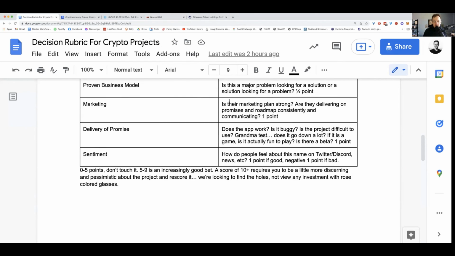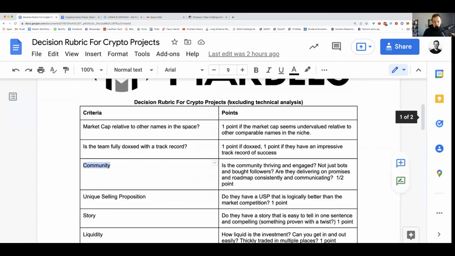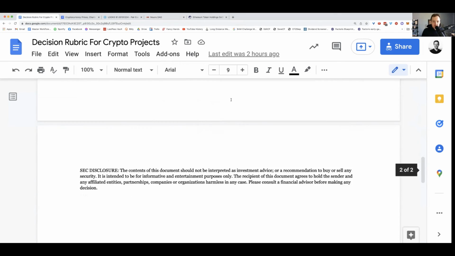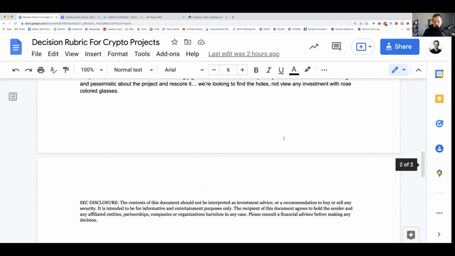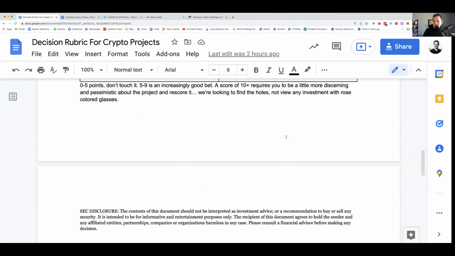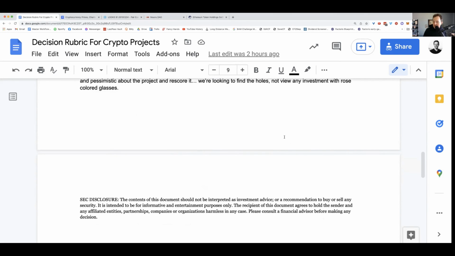So this is basically a quick and dirty guide to ranking. If you're at 0 to 5 points, I wouldn't touch it. This is just an easy way to kill off your darlings and be really strong on, okay, these are the projects I'm going to pay attention to. 5 to 9 is an increasingly good bet. If you're getting scores of 10 plus, you might need to be a little more judgmental and give fewer points. But if you really find something that's a legit 10 plus, and you've scored it a couple of times, looked through it a few times, and you're like, okay, this is solid, then you might have found a winner. Again, not investment advice.